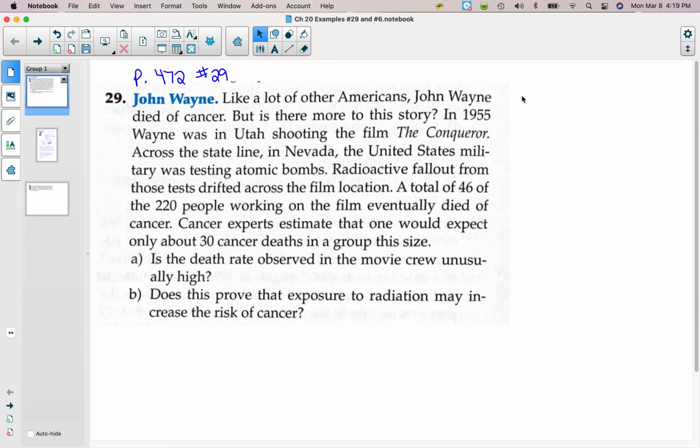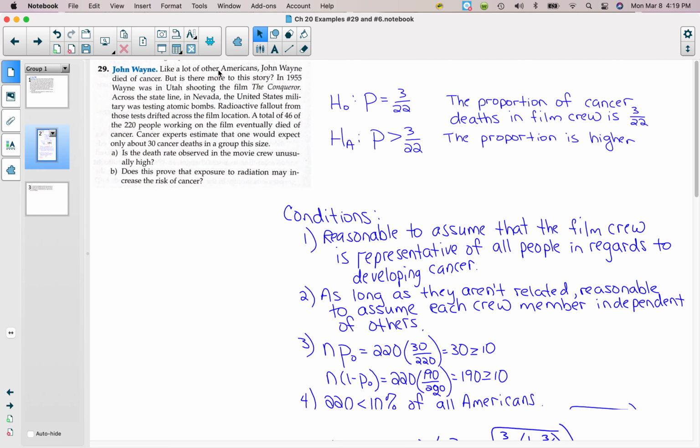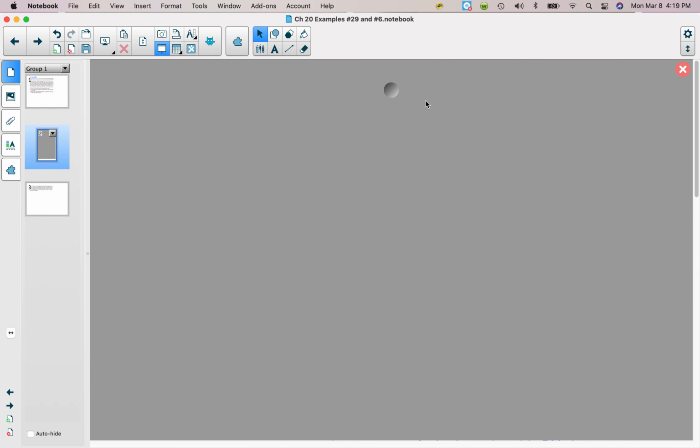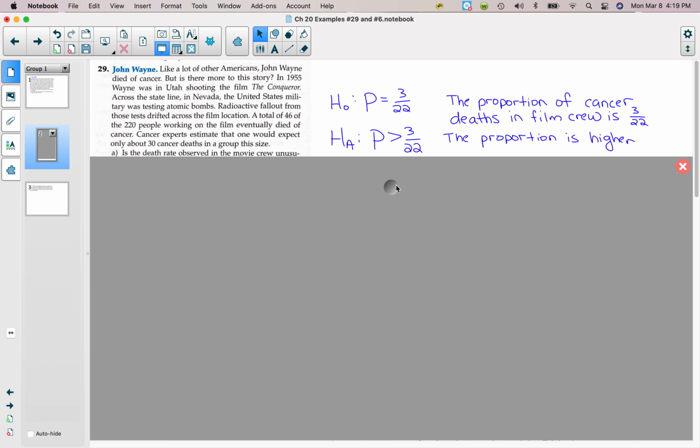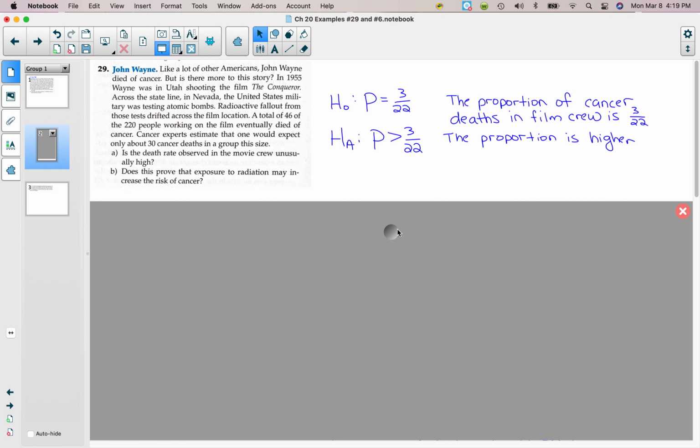Is the death rate observed in the movie crew unusually high? And then does this prove that exposure to radiation may increase the risk of cancer? So when you go through a test like this, the very first thing that you want to figure out is your null hypothesis, which I talked about in a previous video. And you're going to take your null hypothesis, what we are going to assume to be true.